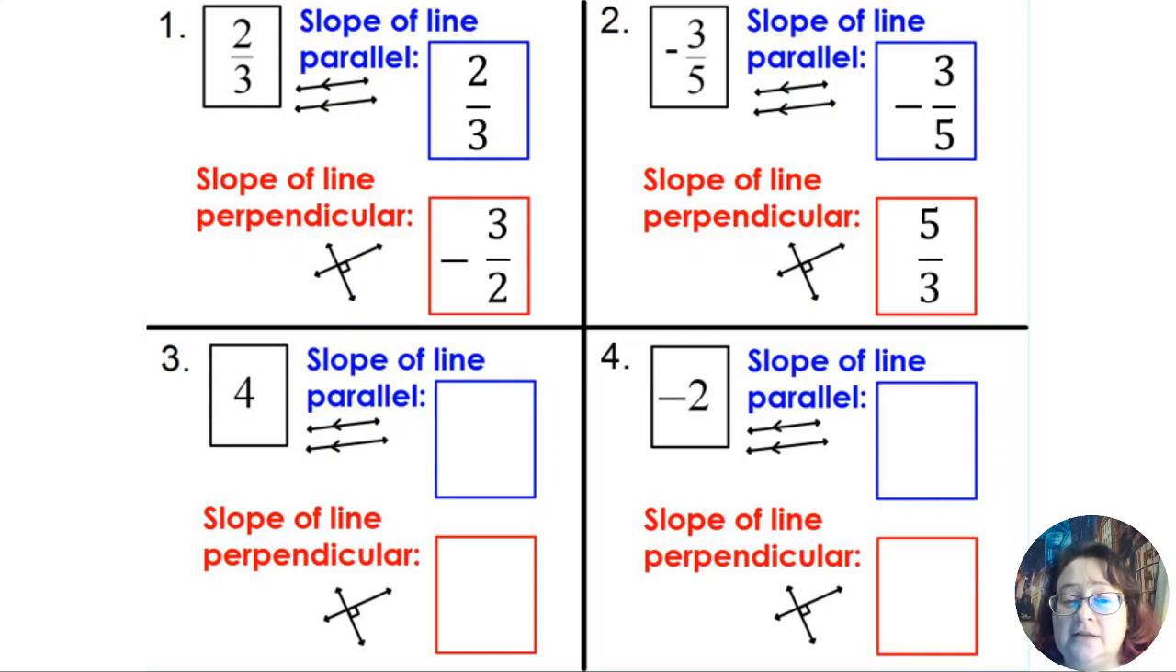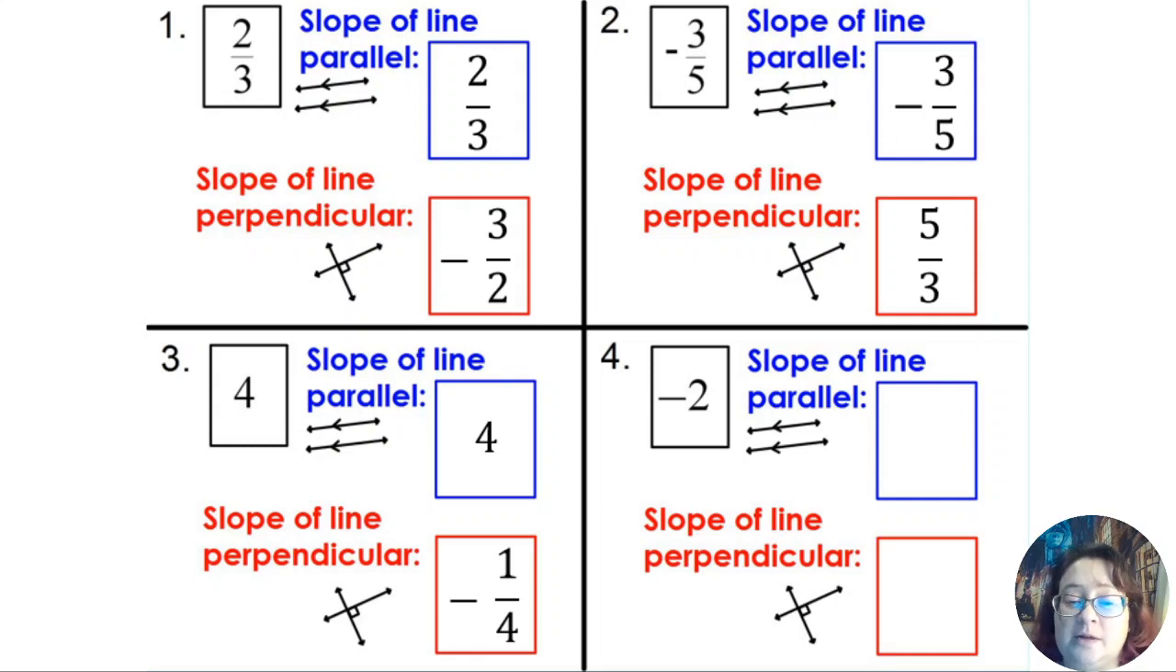Let's look at number 3. If we have a slope of 4, the parallel line is the same. We don't do anything different, so it stays 4. Perpendicular slope, we change the sign. It's positive, so we put negative. And then we flip the fraction. But wait a minute, 4 is not a fraction. Well, it could be. 4/1 is the same thing as 4. So what we do is we put 4 on the bottom of the fraction and put 1 on the top. So the opposite reciprocal of 4 is -1/4. So that's what fraction I put in here.